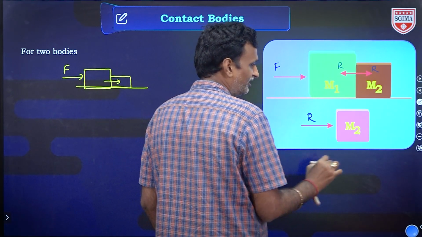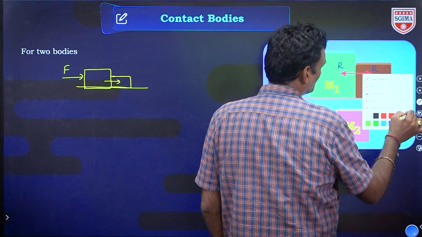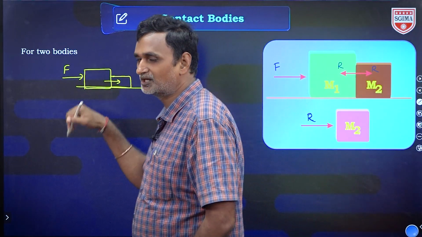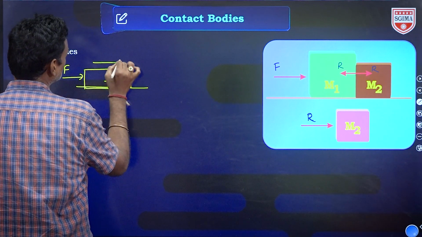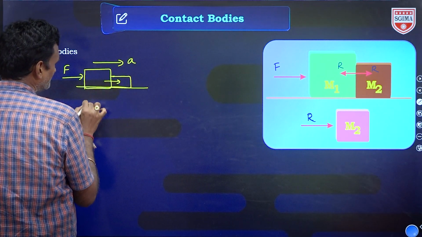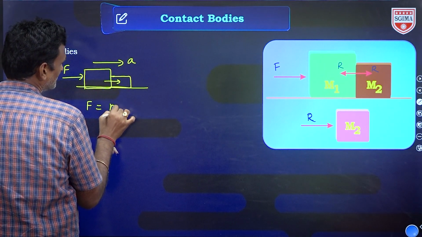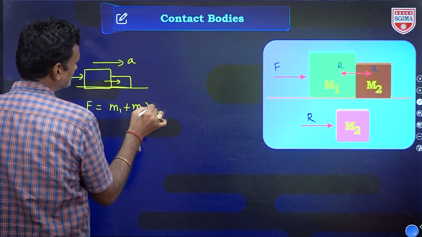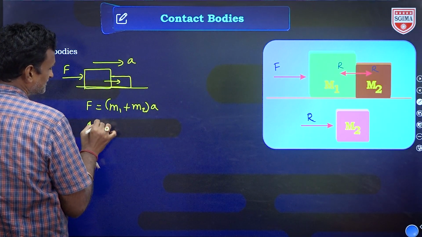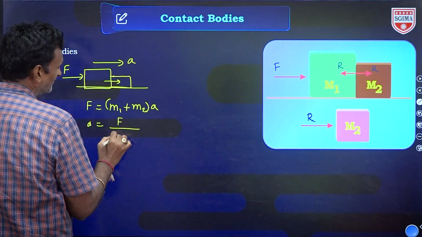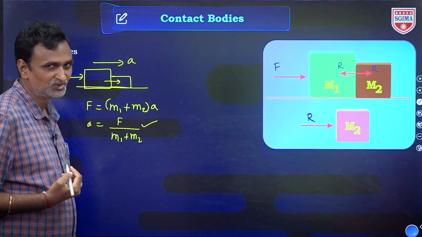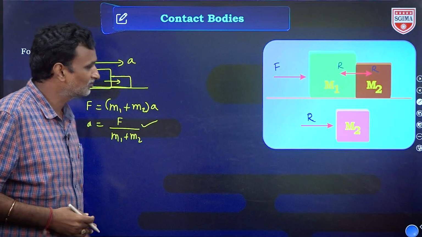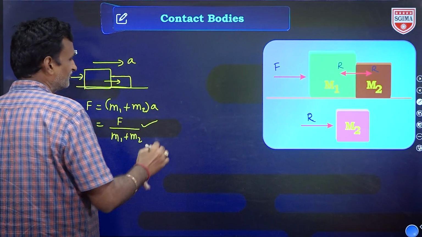So before finding the R value, we can first solve for the total system, which is moving together with the same acceleration. So we can solve for acceleration. F equals total mass into acceleration, that is, acceleration equals F by m1 plus m2. We get this answer. Now we can solve for the normal force or reaction force or contact force.